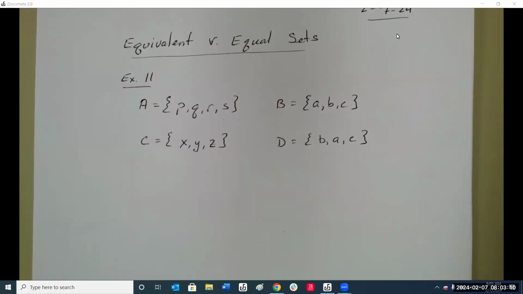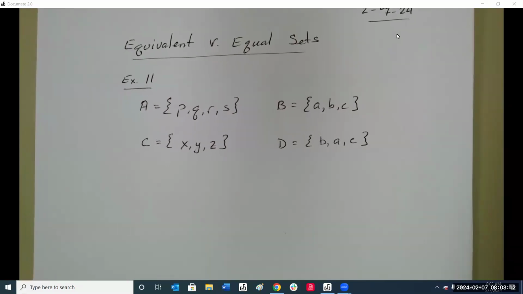What is the difference between those two sets, equivalent and equal sets? Without reading, this is what you're supposed to be doing. This is why you're supposed to review instead of looking at your cell phones every morning.